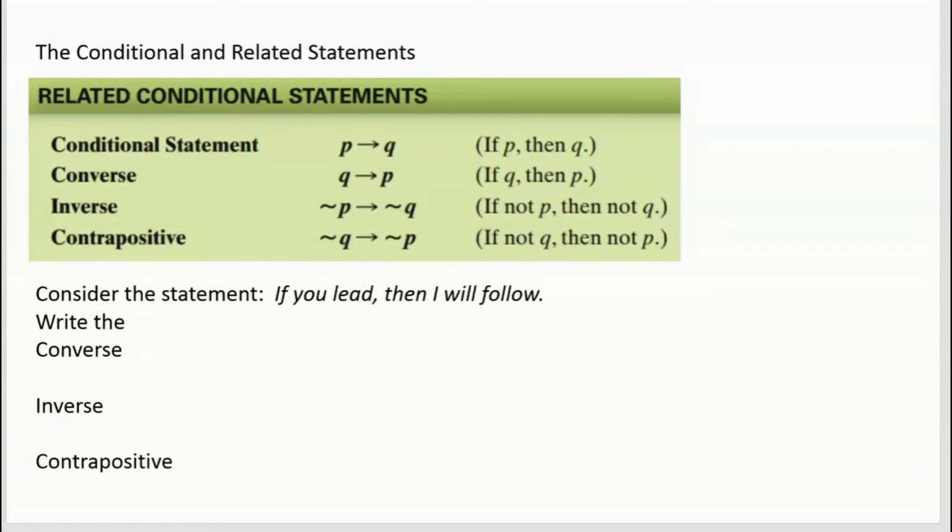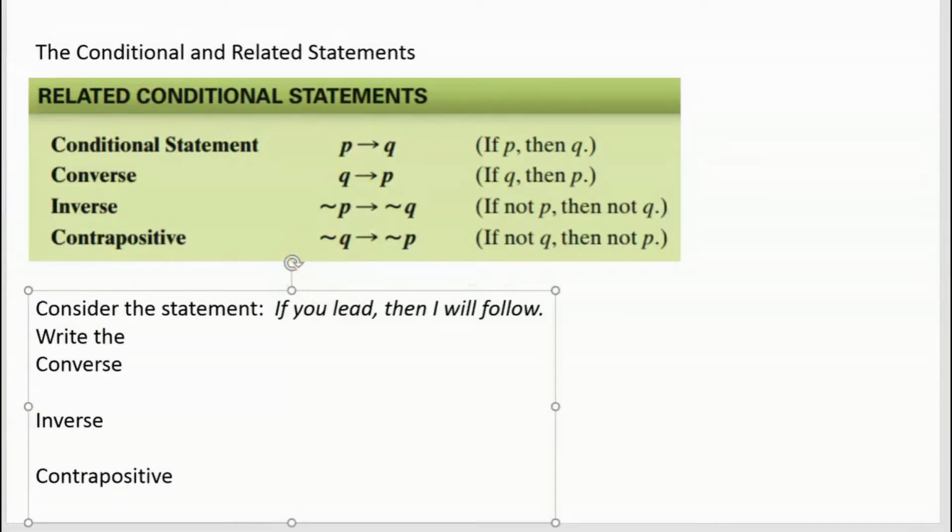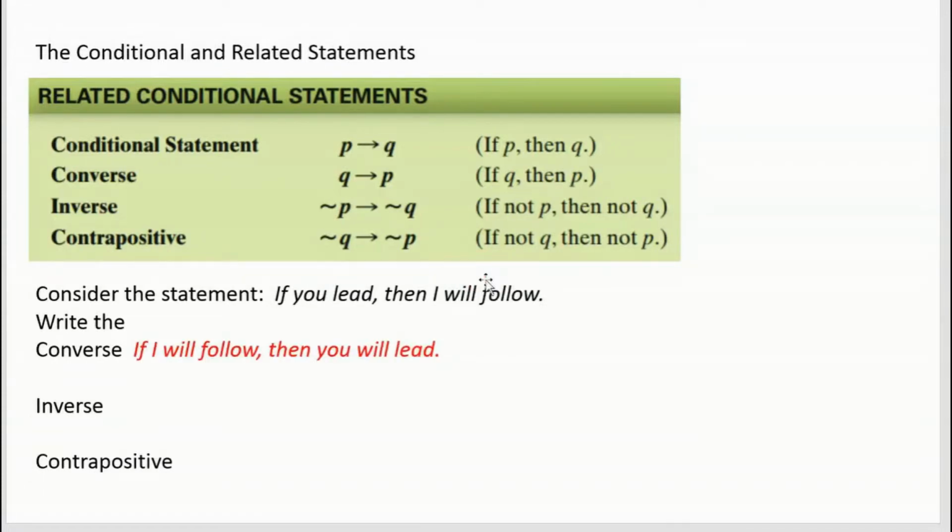So let's start with the converse, right? And the converse is you switch them around. So if you lead is our P statement, because that's the way it's set up for the conditional statement. So this is my P statement. Then I will follow is my Q statement. So the converse, I switch those around. If I will follow, then you will lead. Right? If I will follow, then you will lead. That's my converse.